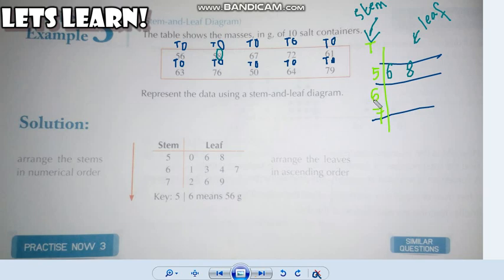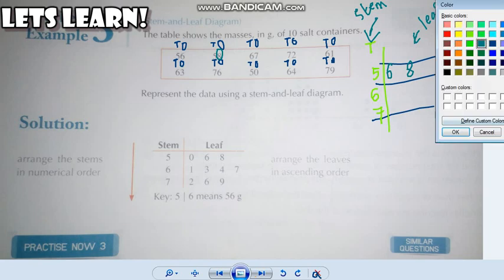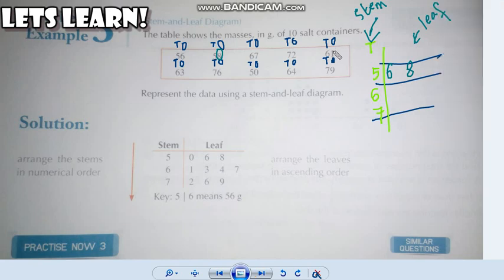The second most common stem we have is basically 6. So now I'll check for the numbers which have 6 in their tens places. So here they are, 67. I'll keep the 6 out, and I'll keep the 7 which was in the units place into the column of the leaf. So here comes the 7.